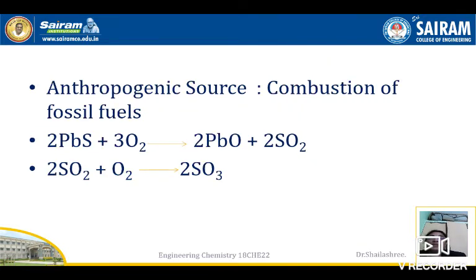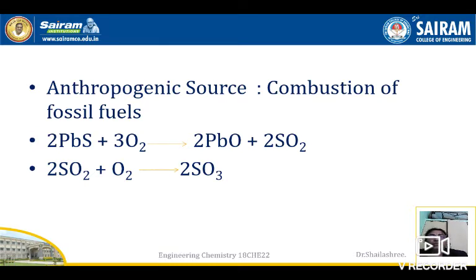And coming to the anthropogenic source, anthropogenic source means man-made pollution. Man-made pollution is called anthropogenic source. So from living humans, how is it coming to the atmosphere?